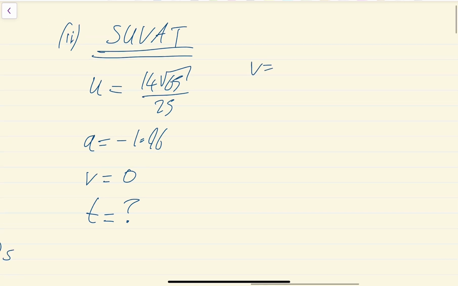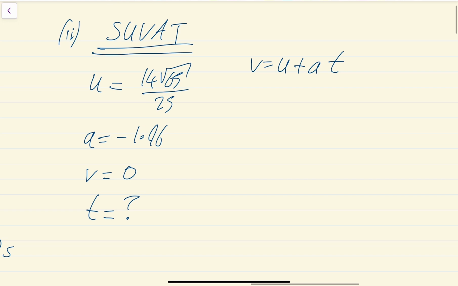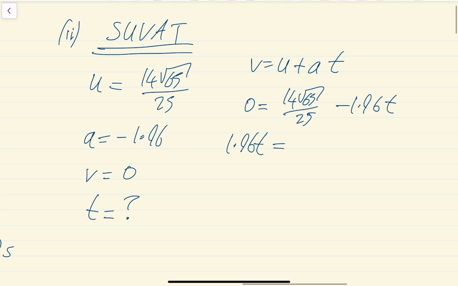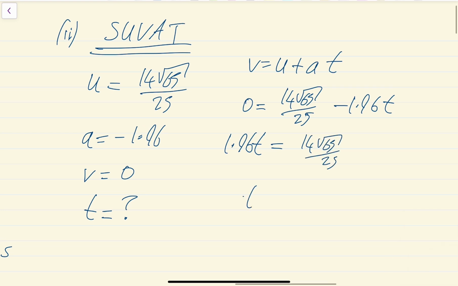So I would just use V equals U plus AT. So 0 in this case is equal to 14 root 65 over 25, and then my A is minus 1.96 T. Bring the 1.96 across. It becomes positive 1.96 T is equal to 14 root 65 over 25, and then your t will be equal to, let's just do that out again, 14 times root of 65, all divided by 25, and then divide across by 1.96, and I got 2.30 seconds, and that's to 2 decimal places.